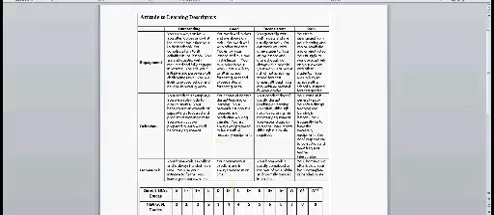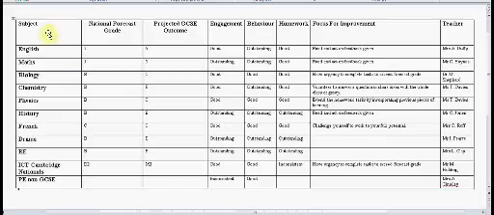So going back to the inside bit of the report, we always have our subjects listed on the left hand side. We have our teachers listed to the very right hand side, and then all the information between there is given by the teacher that's been listed here.